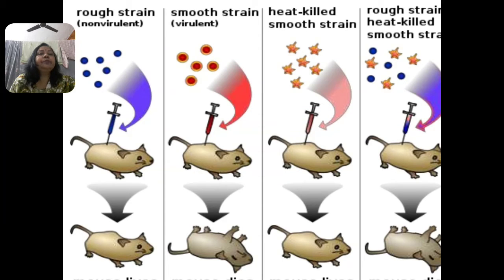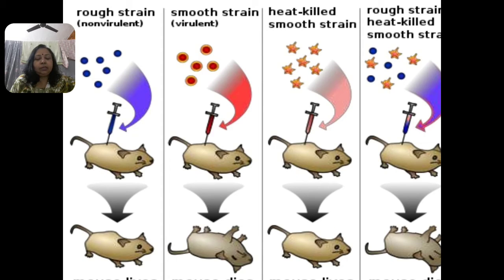Look at the picture. Here in the first step, Griffith injected the live S strain bacteria into the mice, and he found that the mice were killed due to the infection caused by the bacteria. In the second step, when he injected a living R strain into the mice, the mice lived. Hence it is proven that the R strain is non-virulent in nature.